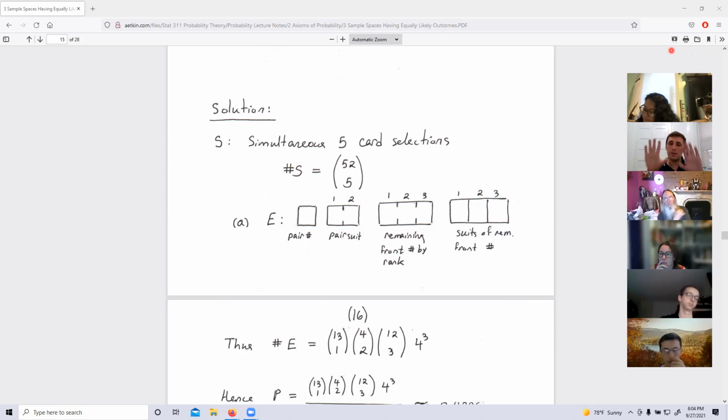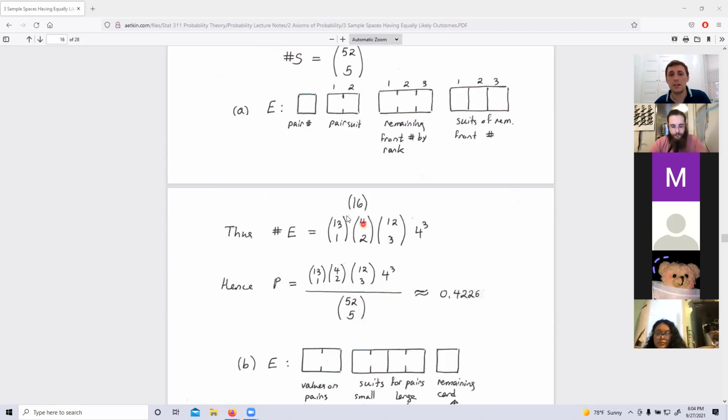You understand? Because I only specified which front cards I picked. I placed based on the front. I place in order, and then first single card, what's the back number? Second single front card, what's the back number? So what I have is 13 choose 1, 4 choose 2, 12 choose 3, 4 cubed. Are you with me?